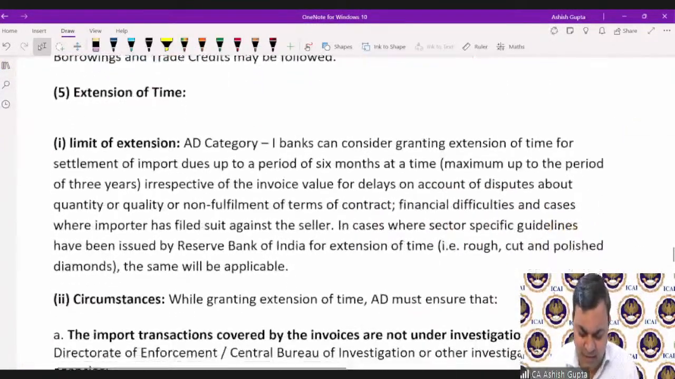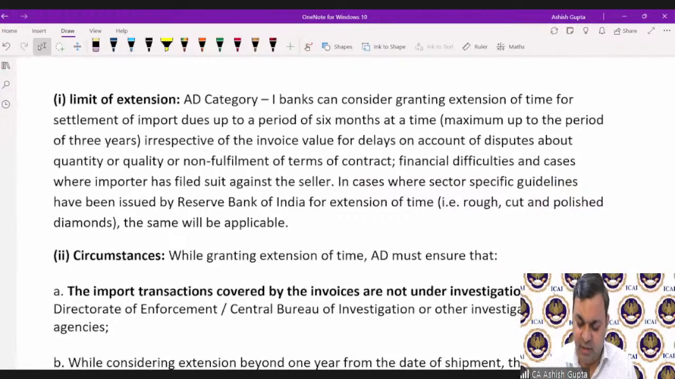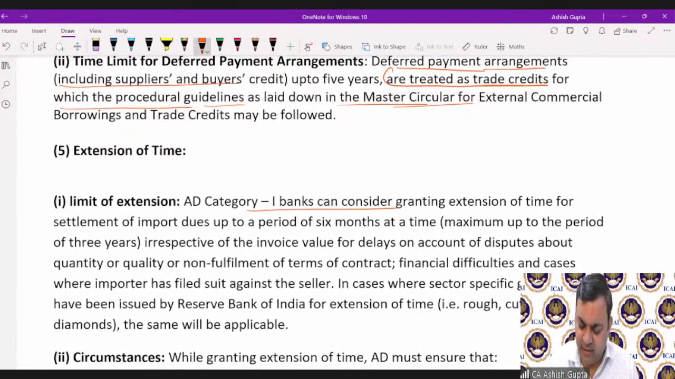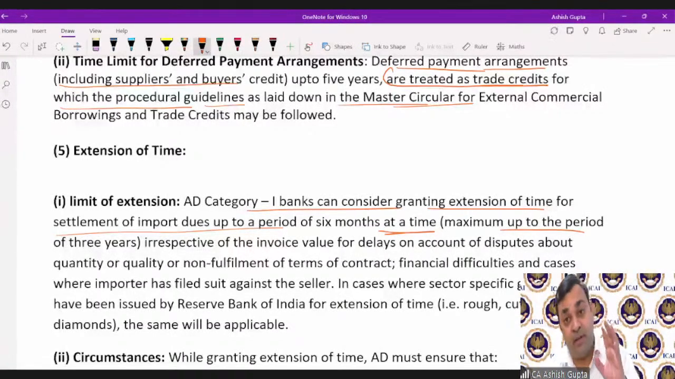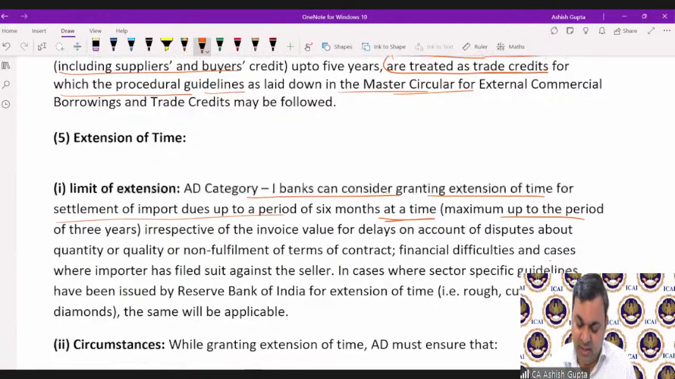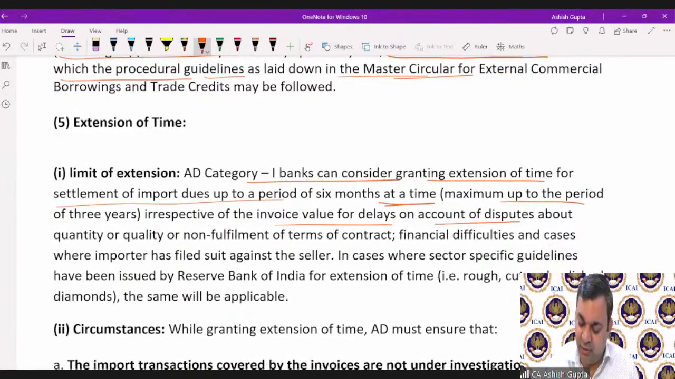Point number 5, extension of time. Limit of extension, ED category 1. Banks can consider granting extension of time for settlement of import dues up to a period of 6 months at one time, maximum up to a period of 3 years, irrespective of the invoice value, for delay on account of disputes about the quantity, quality, non-fulfillment of conditions, etc. In cases where specific sector guidelines are issued by RBI, you need to follow those. Diamonds are applicable.